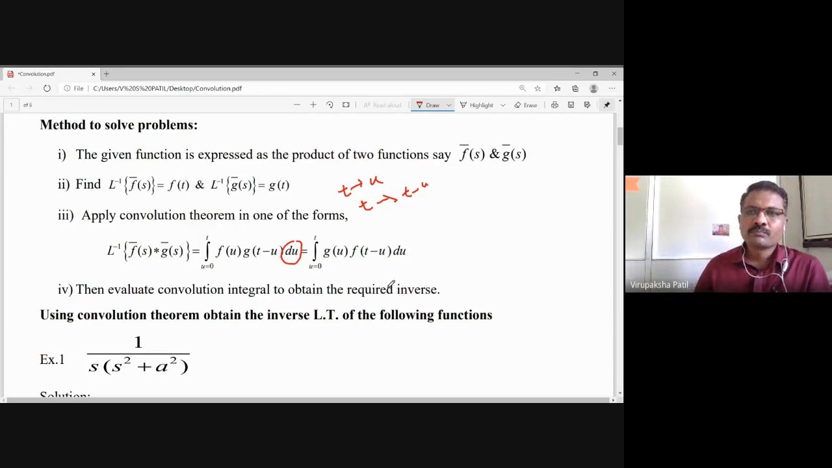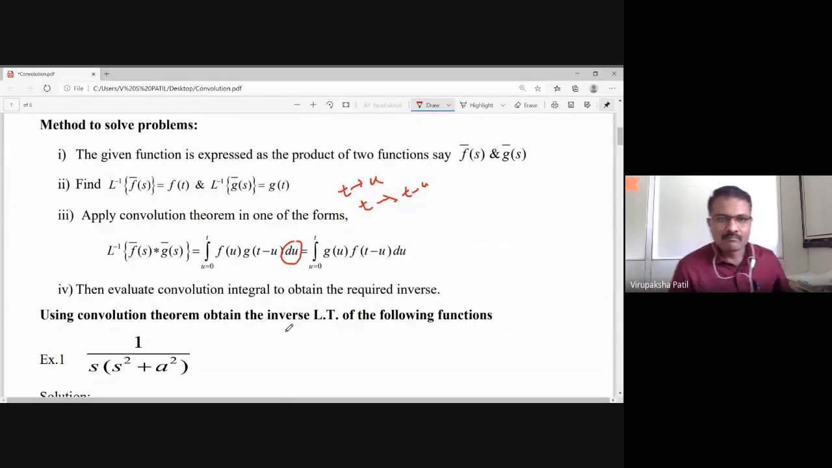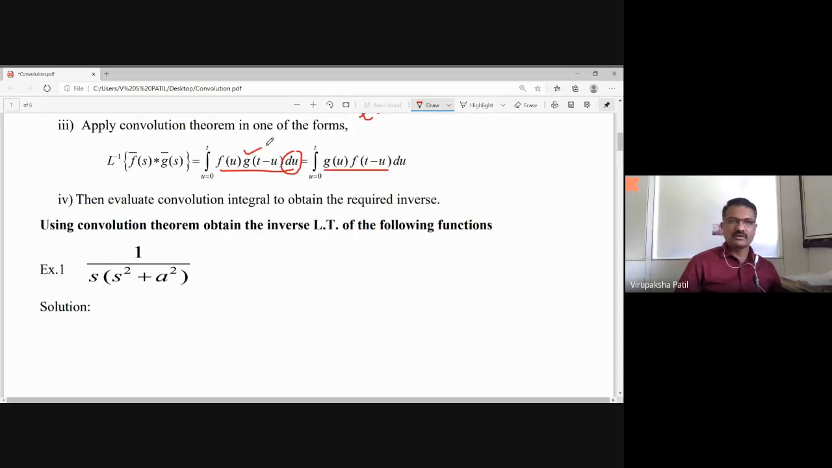Then as usual, whichever method is applicable, using the standard forms and standard integrals, you can evaluate this integral. Usually 95% of the time we are going to use this form only. In rare cases, we are going to use the other form. Okay, so we need to remember this.